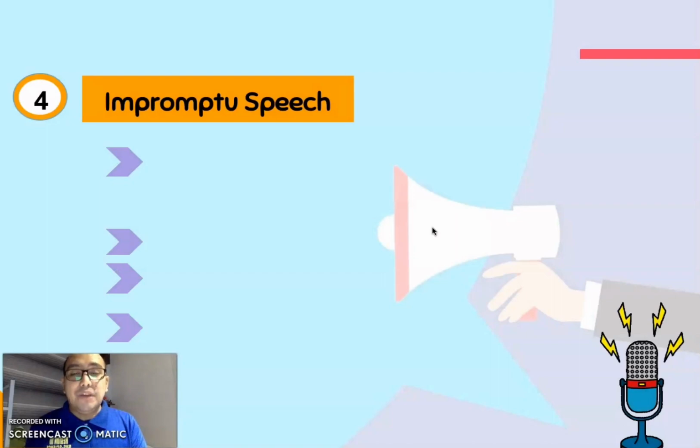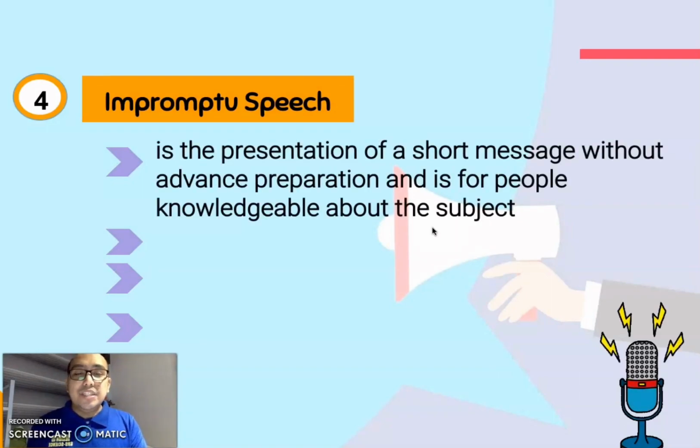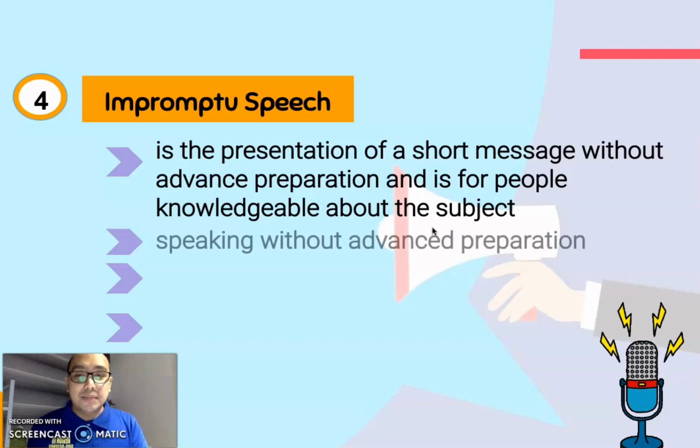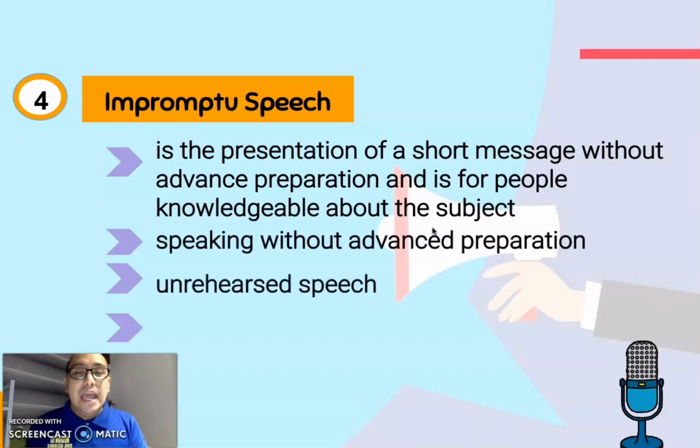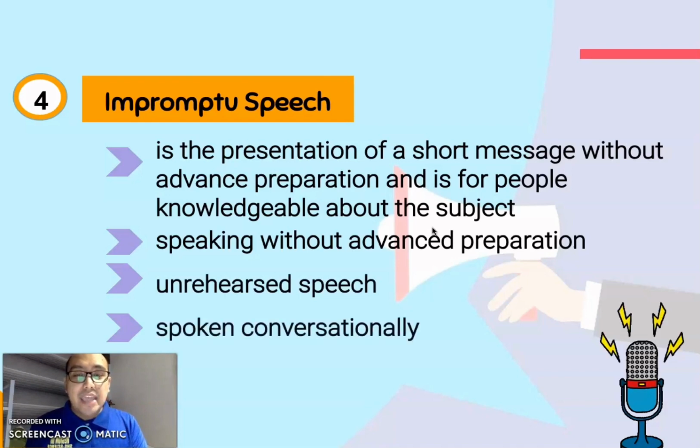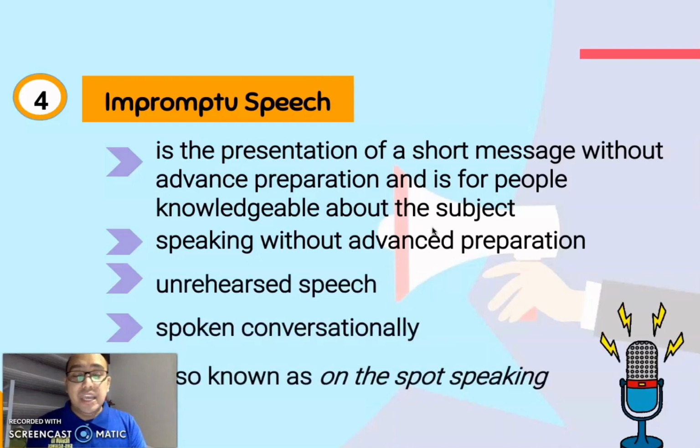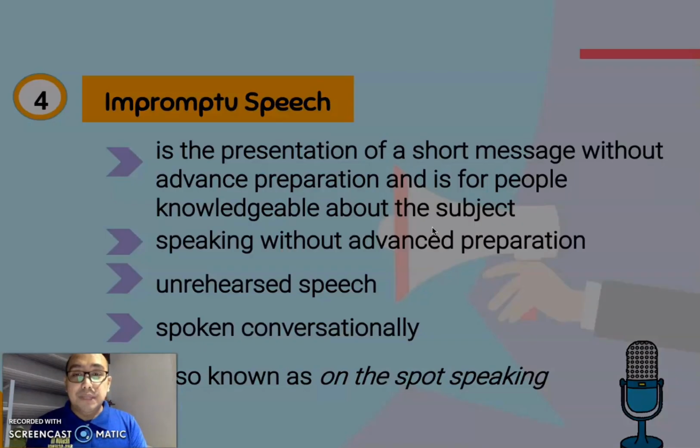And the fourth type of speech, according to delivery, is the impromptu speech. It is the presentation of a short message without advanced preparation and is for people knowledgeable about the subject. Speaking without advanced preparation, an unrehearsed speech, and spoken conversationally, and sometimes it is also known as on-the-spot speaking.